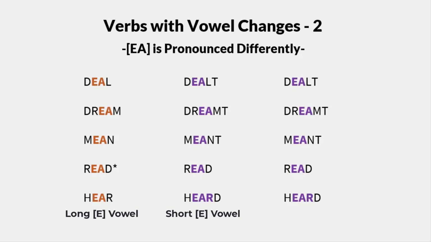So deal, long E, dealt, short E. Deal, dealt, have dealt, dream, dreamt, have dreamt, mean, meant, have meant, read, read, have read, hear, heard, have heard. You also notice here that read is a special irregular verb as it's spelled the same, but it's pronounced differently.